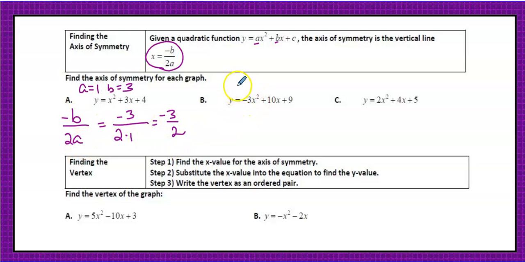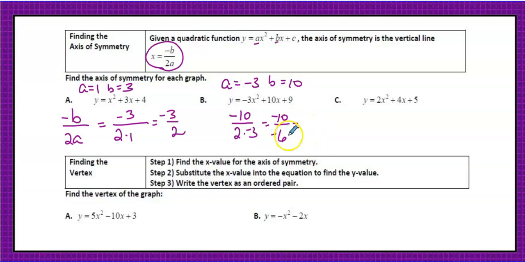All right, let's look at this one. On B, a equals negative 3, b equals 10. And remember, a is the x squared term, the x squared coefficient. b is the x coefficient. So if I plug it into the formula, that would be the opposite of 10 over 2 times negative 3, which is negative 10 over negative 6.